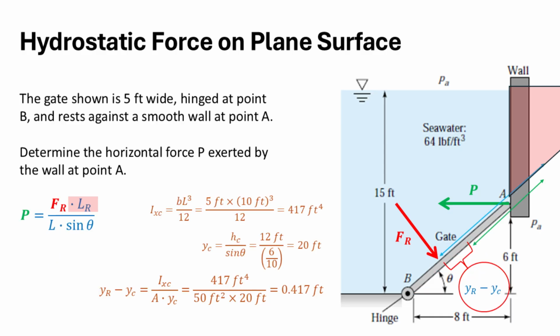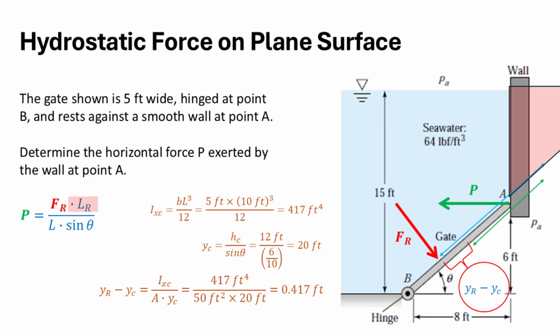Now for the tricky part, the moment arm for the hydrostatic force L sub r. To find this, we need to calculate the difference between the slant distance from the surface to the center of pressure and the slant distance from the surface to the centroid. And that is y sub r minus y sub c.